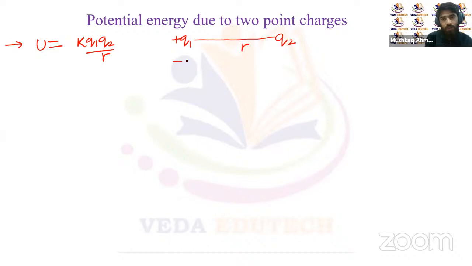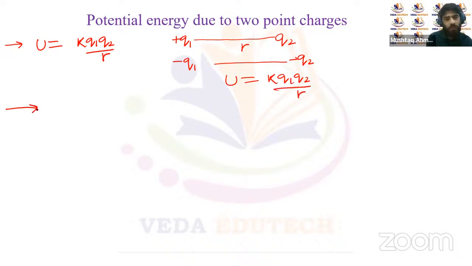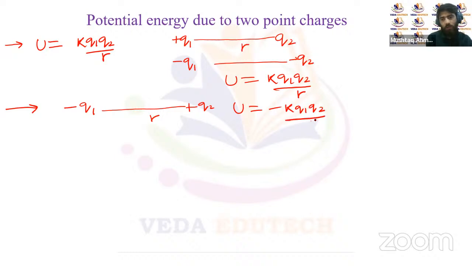And if two negative charges are there, minus q1 and minus q2, the potential energy of this system will once again be plus k q1 q2 upon r. And let's suppose that one charge is negative and another is positive, once again separated by the distance of r. Then the potential energy of the system will be minus k q1 q2 upon r. So once again the potential energy can be zero, positive, or negative as well.